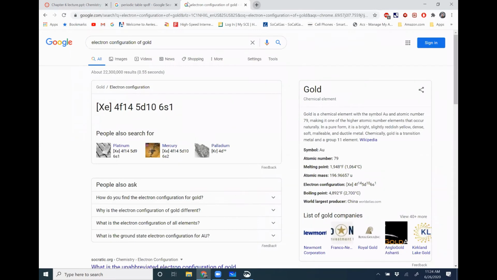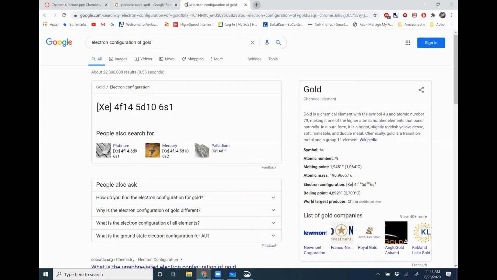Now, why does it do that? And see how this is one of the exceptions where they did 5d10, 6s1. The reason they write it that way now is, again, the concept of valence electrons, which we'll talk about in today's lecture. Basically, there was a shift to writing it this way years ago to show which were the electrons that were active in the chemistry of that element, or which ones were the valence electrons.